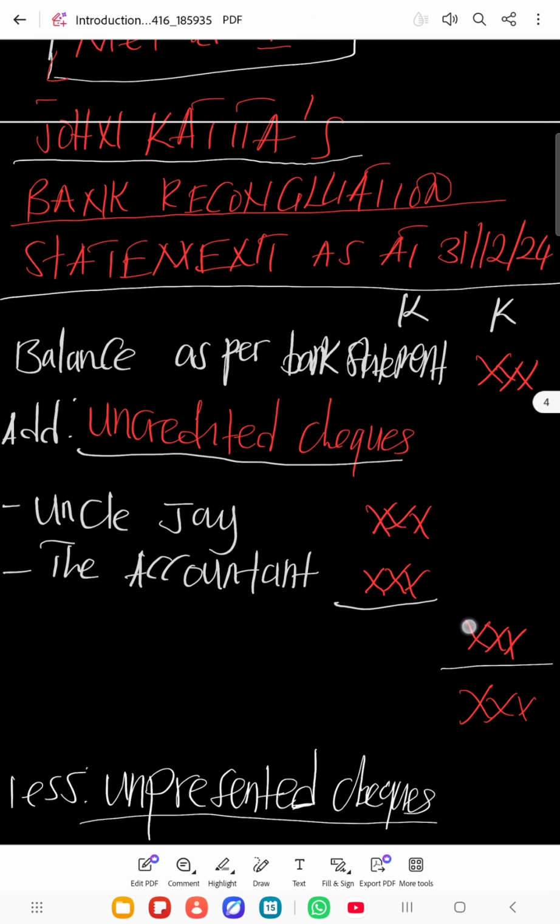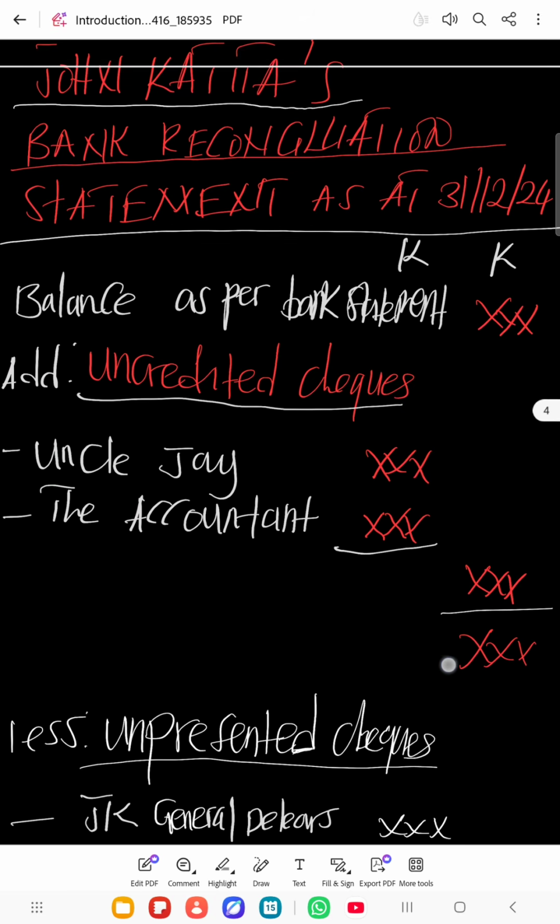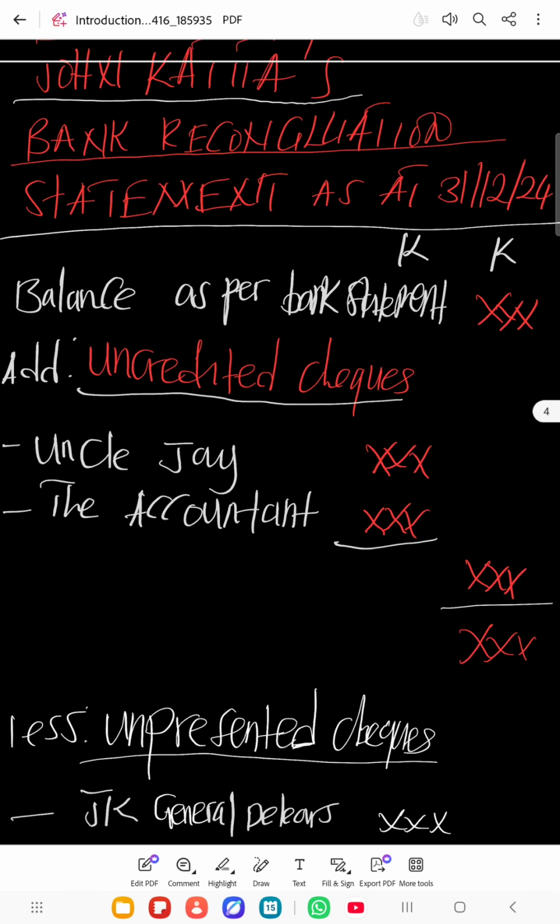And then you start. When you're using method 1, you start with balance as per bank statement. That will be your first transaction, or your entry. And then you say add uncredited checks. Let's give examples. If you've got 2 or more, you put them under that column and then you take the total to the end. But if you just have one, just take it direct to the end.